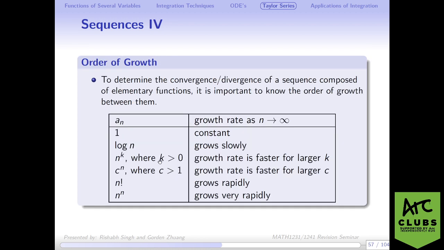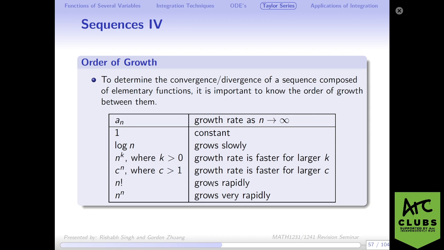So here, this table is also from the course notes. This gives us an order of different sequences in terms of their growth. So we can see that logs, so any sequence defined by log, grows slowly, and if we have some sequence defined by a power, then that grows more rapidly than the log. The exponential grows more rapidly than the power, and factorials grow very rapidly.